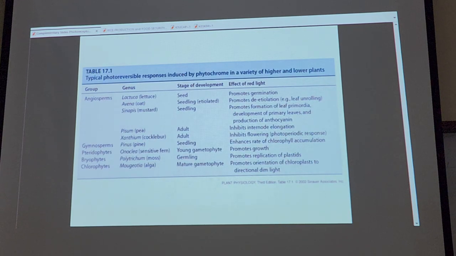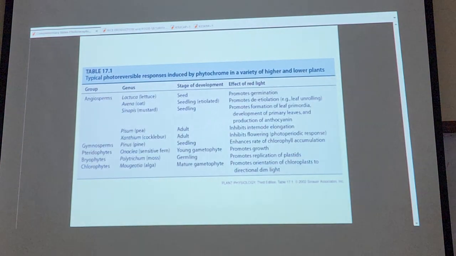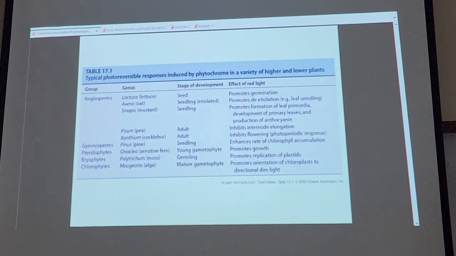Sperm means seed. Angio means vessel. Gymno means naked. So angiosperms are the plants that have fruits. Vessel means fruit. The seeds are in an enclosure, in a container, in a vessel: rambutan, durian, and so on. All those are angiosperms. Gymnosperms have seeds that are exposed, like the pine, the Christmas tree.